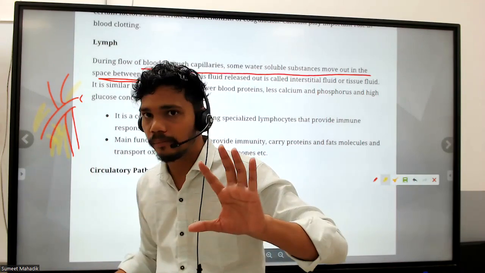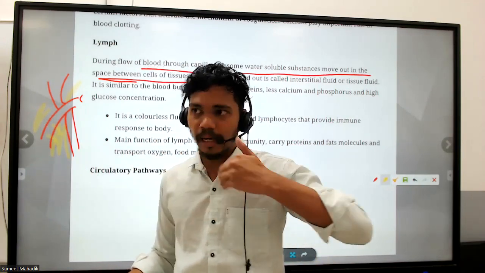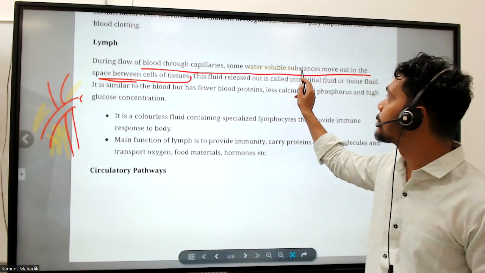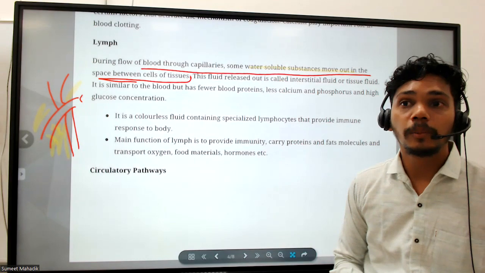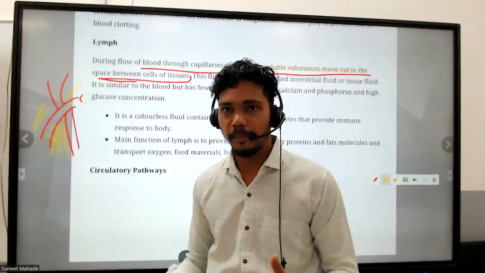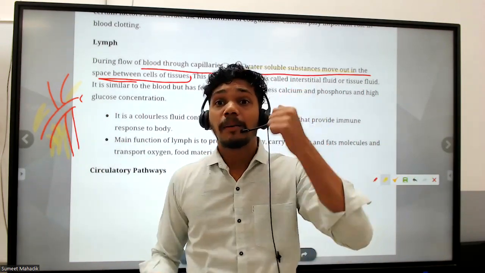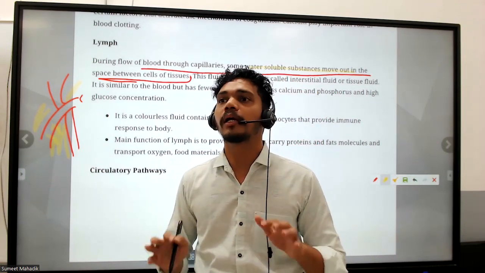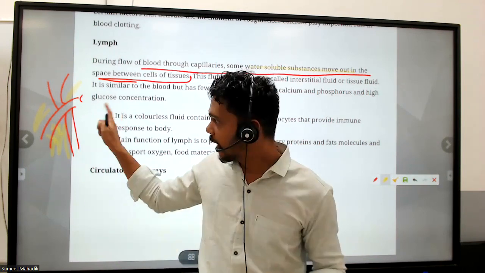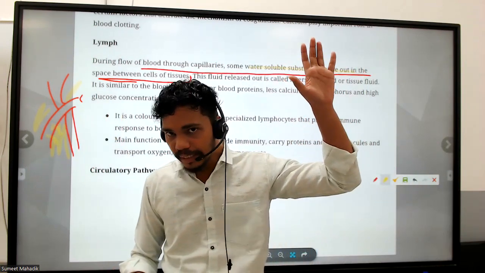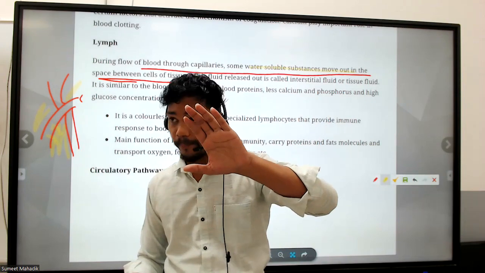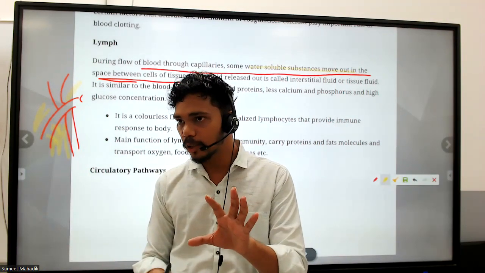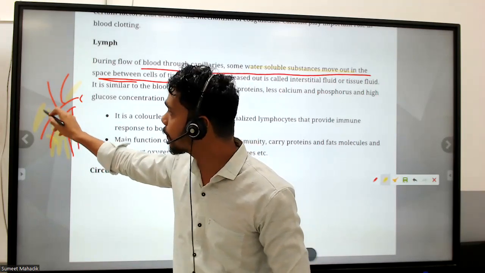Not the formed elements. RBCs and platelets are not getting out. Only some water soluble substances get out, because water can be transferred. Getting my point? Blood is inside. The circulatory system in the human body is a closed system. It goes from arteries to capillaries, a network of capillaries, veins, and again to the heart, right? So it is a closed system, but there is a space in between.